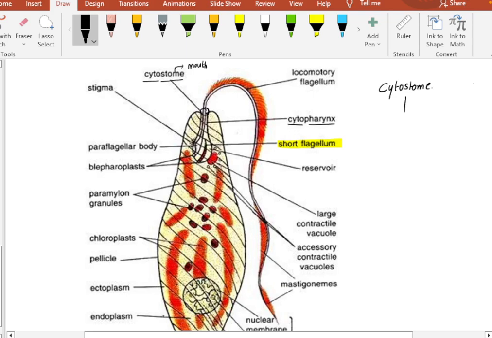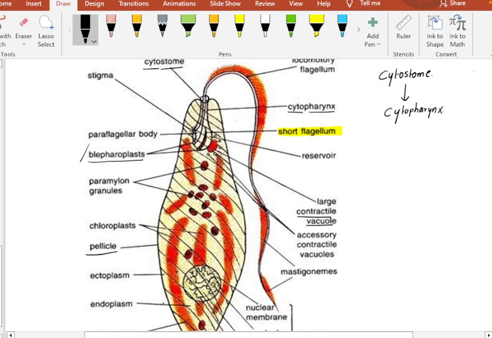Cytopharynx will come. After the cytopharynx, one more structure is there. What is the structure?